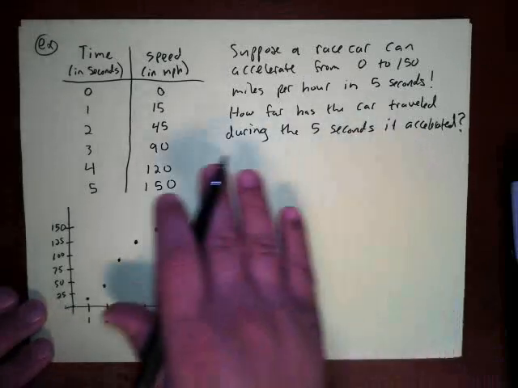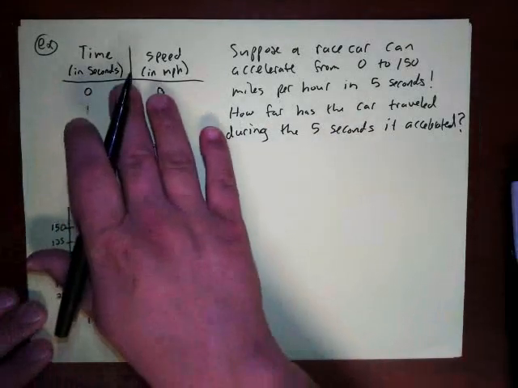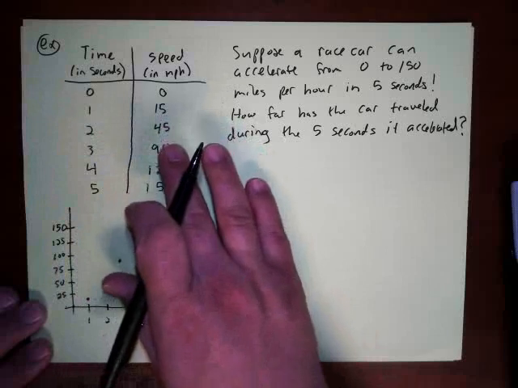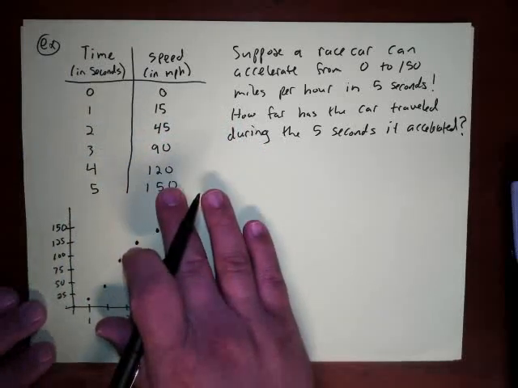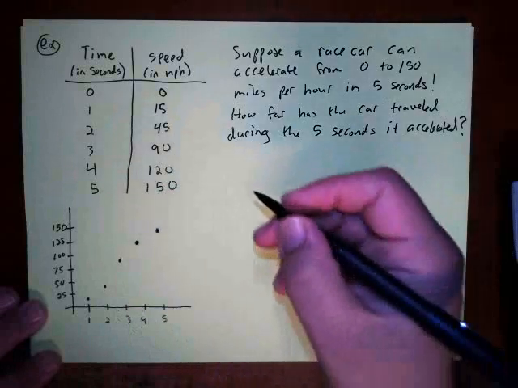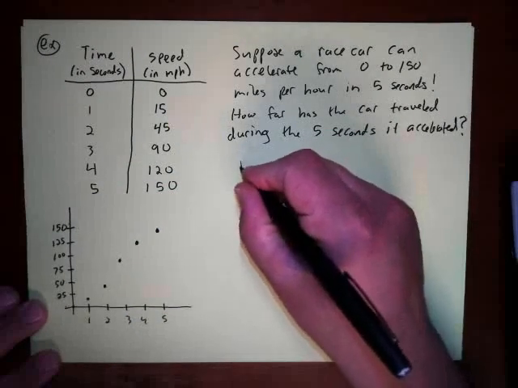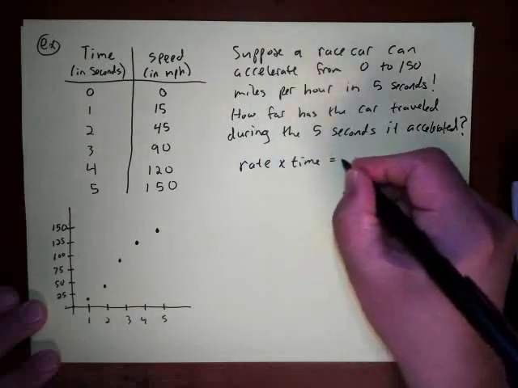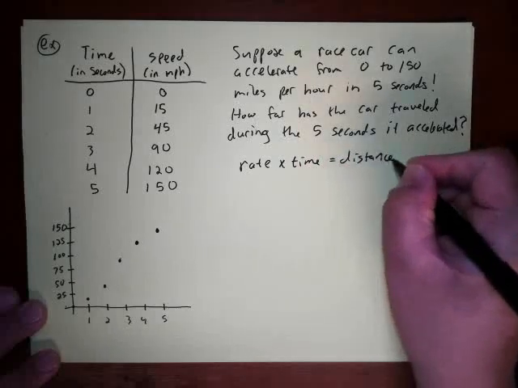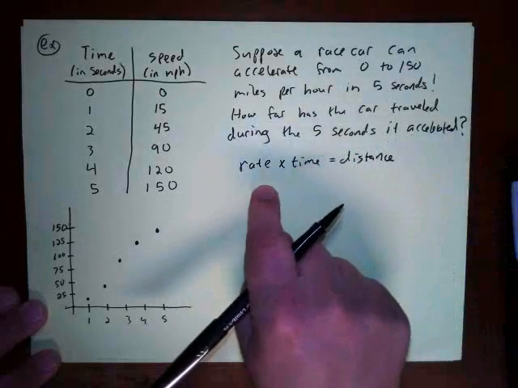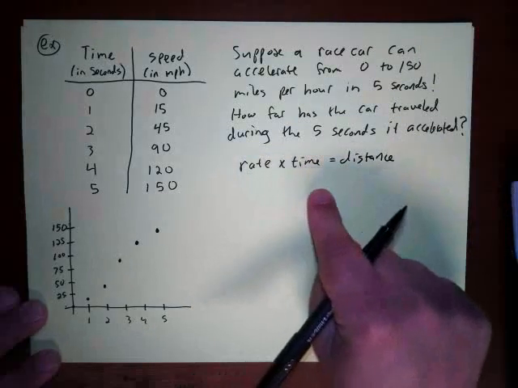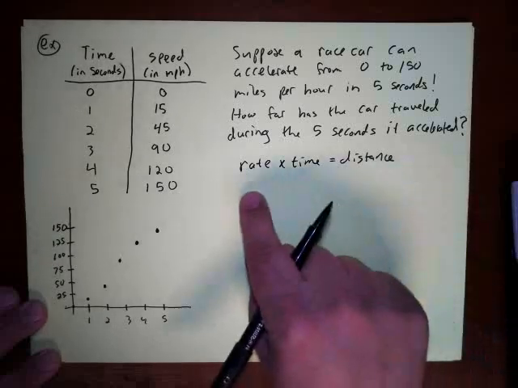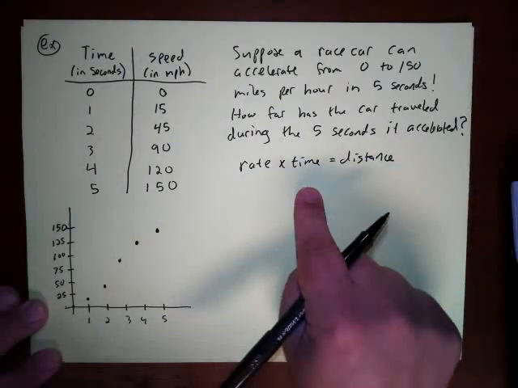Okay, and so what they're giving us here is a little graph that tells us for each of those 5 seconds how fast the car was moving in miles per hour. Okay, and so if you remember that rate times time is equal to the distance, right? So if you go like 60 miles per hour for 2 hours, then you get 120 miles, right? Notice that the rate and the time have to match one another.